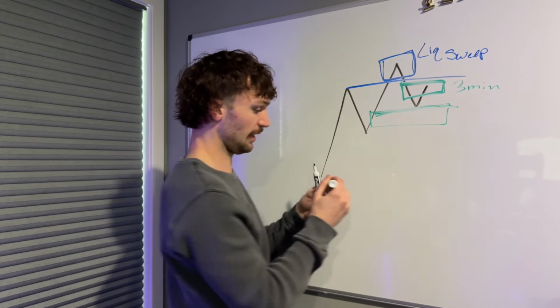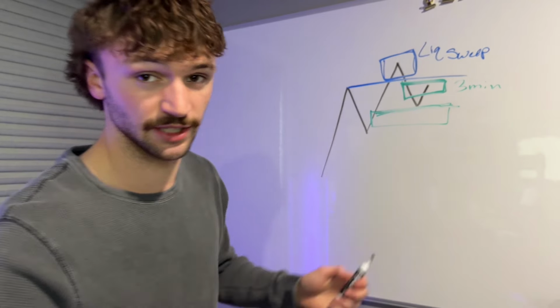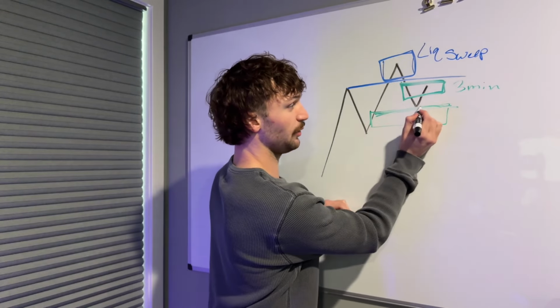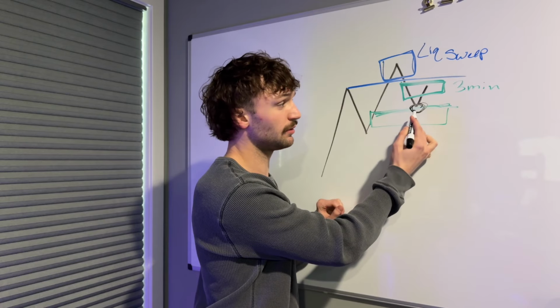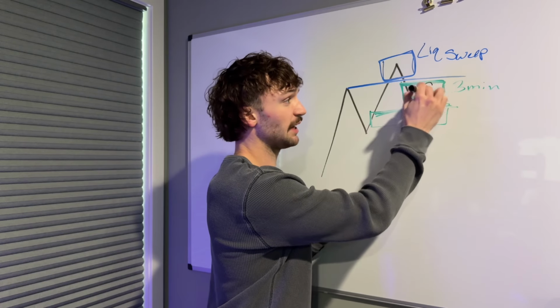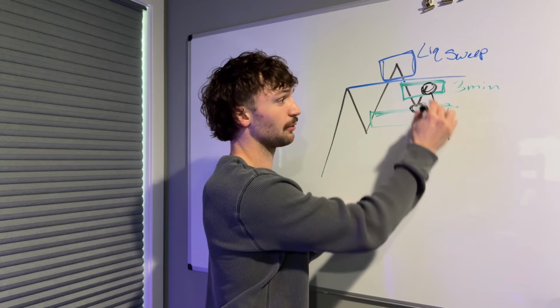And let's say, because this happens in this example, we get this bounce and we respect this fair value gap. Then we go up and we respect this fair value gap as well and push down through this fair value gap.